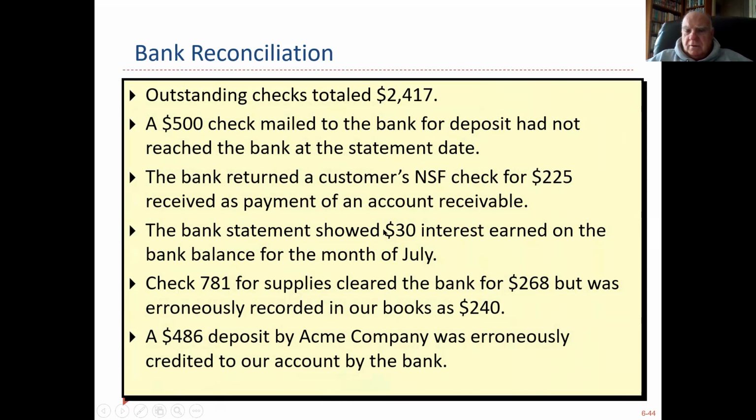The bank statement showed $30 of interest income. We didn't know that until we saw the bank statement. And it looks like we made a mistake, not the bank, huh? We wrote a check and we recorded it in our accounting system at 240. But when we wrote the check, we wrote it for 268. Now, don't ask me how you can make that mistake, 268, 240. It can happen. So the check was actually written for 268, but we wrote it up as if it was 240. And then the bank made an error, and we'll see that.